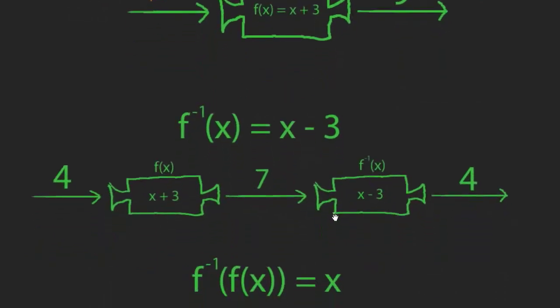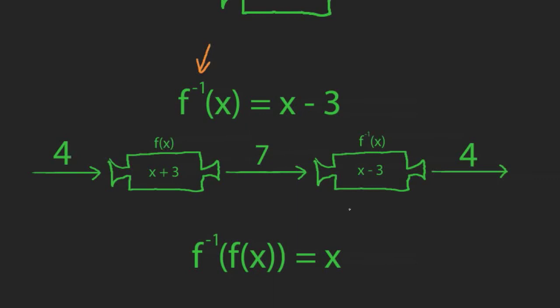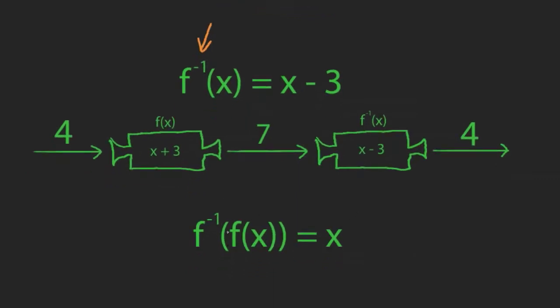Here's a more complicated picture where we have f of x and f inverse of x in a row. But remember that all f inverse of x is supposed to do is undo f of x. So if I put 4 into f of x and then put the result of that into f inverse of x, I should get 4 back, because f inverse is going to undo f of x. By the way, f inverse is denoted by this little minus 1. That's how you denote an inverse function. So f inverse of f of x, the f inverse and the f sort of cancel, because the f inverse undoes f and just gives you x alone.